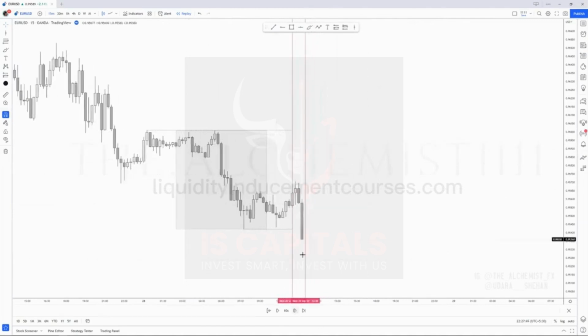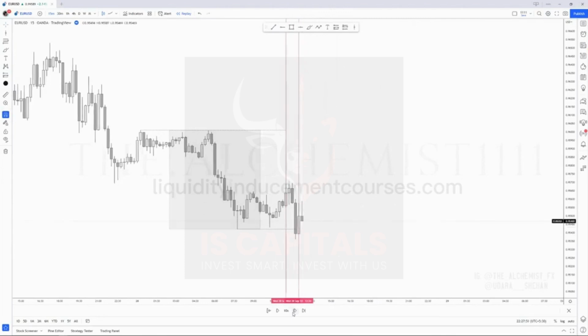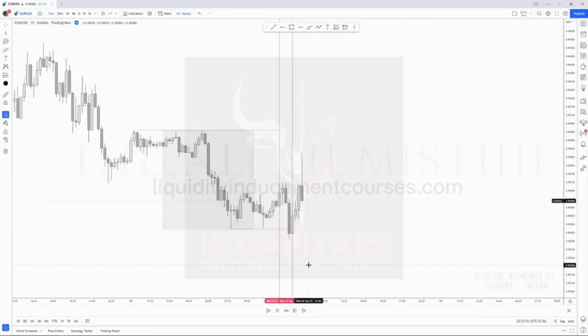Okay, there it comes down. Manipulated the Asian low. But can I buy it here? No, right? Like who knows if it wants to come somewhere on here? I do not know. So I'll wait. Okay, there we get the break.